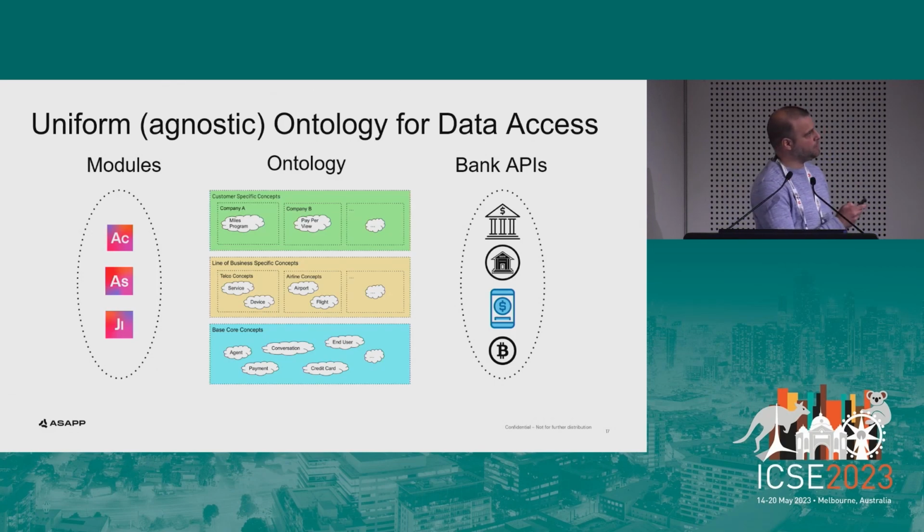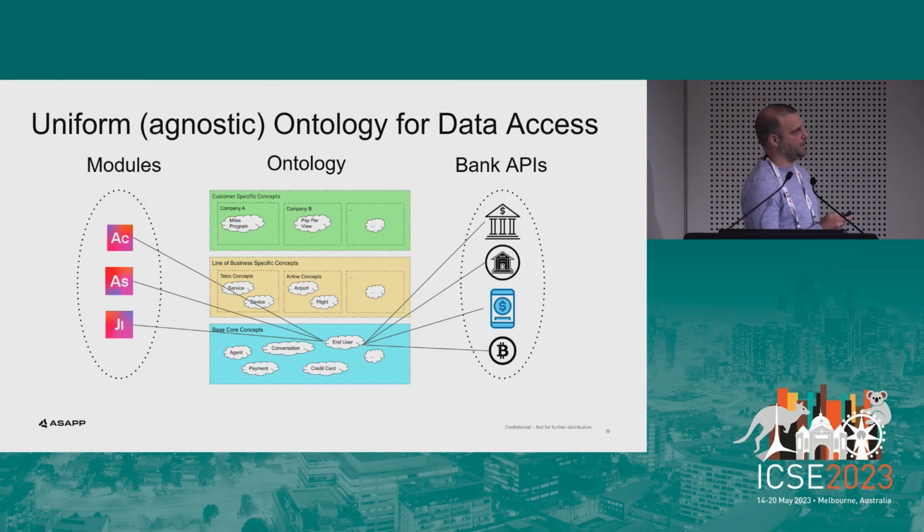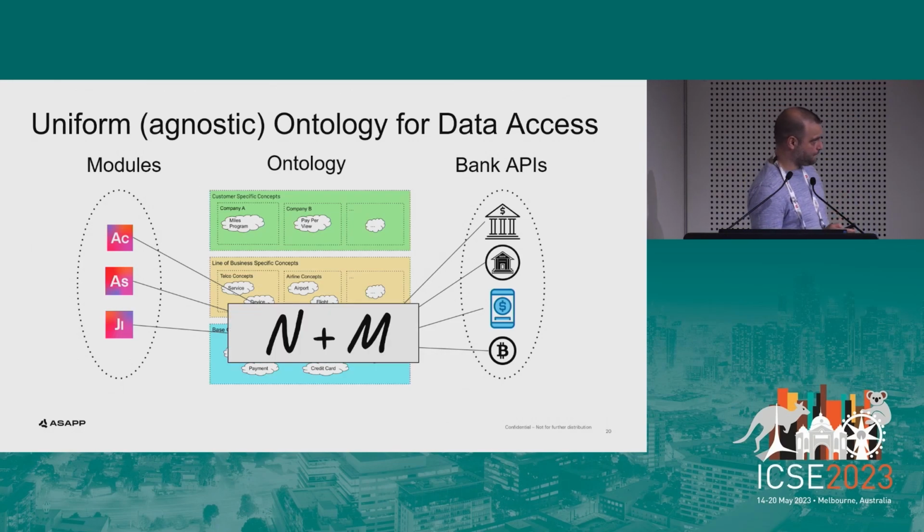To tackle this explosion of dependencies, we propose using an ontology-based data access approach in which a single unified and agnostic ontology is queried by every module, and then the ontology translates these queries into the respective APIs depending on the customer the agent is currently chatting for. So in this manner, we simplify the data consumption by effectively decoupling the internal systems from the diverse external data sources, thereby reducing the complexity to an n plus m problem.